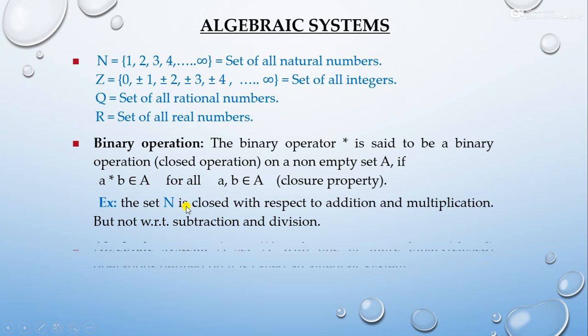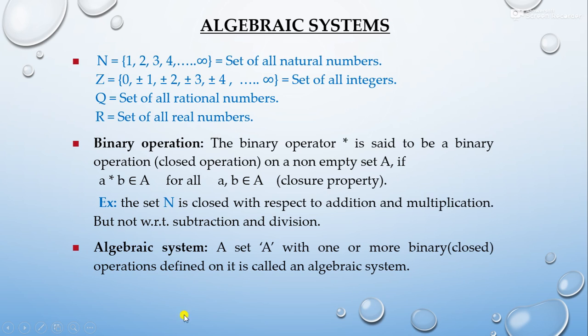Clear? Okay, so now what is an algebraic system? A set A with one or more binary operations defined on it is called an algebraic system. Like the natural numbers, we have two operations that satisfy the closure property, addition and multiplication. So we have some examples: the natural numbers are an algebraic system with addition and multiplication.